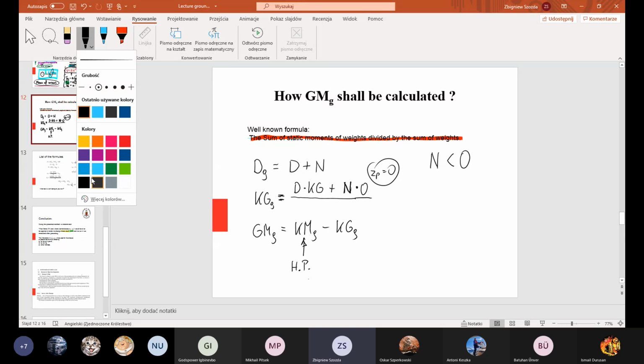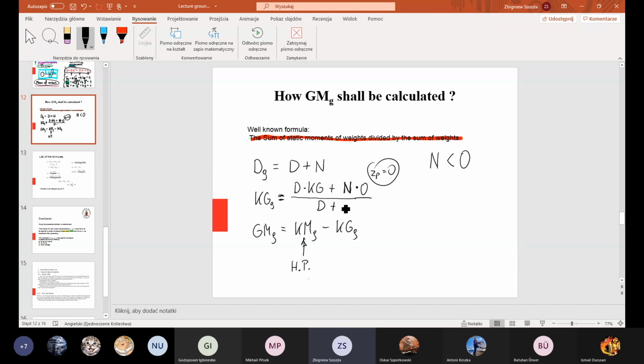And divided by the sum of weights, so it should be d plus n. And after simplification, God's power talked about, it will be d over dg multiplied by kg. So the relationship between freely floating displacement after grounding and vertical position of the center of gravity. It will be mu artificial, of course, position of the center of gravity after grounding.